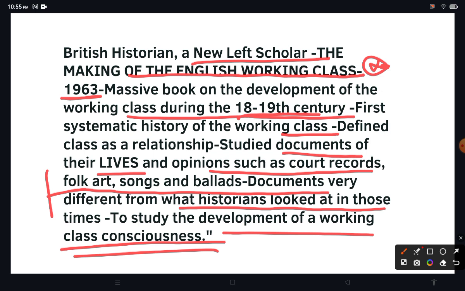So he did a massive work, and then he wrote The Making of the English Working Class. What he wanted to know was the suffering, the pain, the culture of the working class. He wrote this massive work, The Making of the English Working Class, which was published in 1963. So hats off to him.